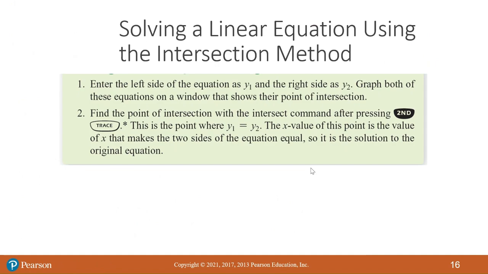Now, let's solve a linear equation using the intersection method. So we're going to enter the left-hand side of the equation as y1 and the right-hand side of the equation as y2. We'll graph both of these equations on a window that shows their point of intersection. We'll find the point of intersection with the intersect command after pressing second, trace. This is the point where y1 equals y2.